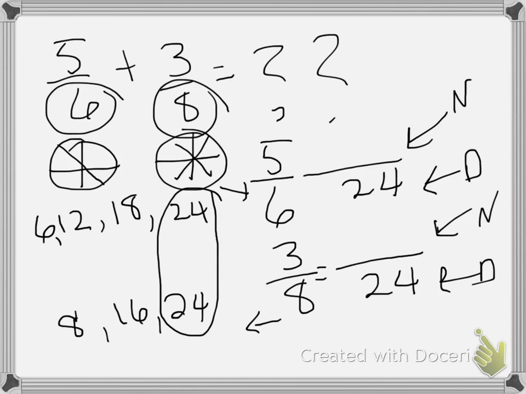So now, how do we regroup this 3/8 and put it in 24ths? So first of all, you look back at your times tables. What did you multiply times 8 to get 24? It was 3. So whatever you do on the bottom, you do on the top. So now you have your new problem. 3 times 3 is 9. So that means 3/8 is the same size as 9/24.